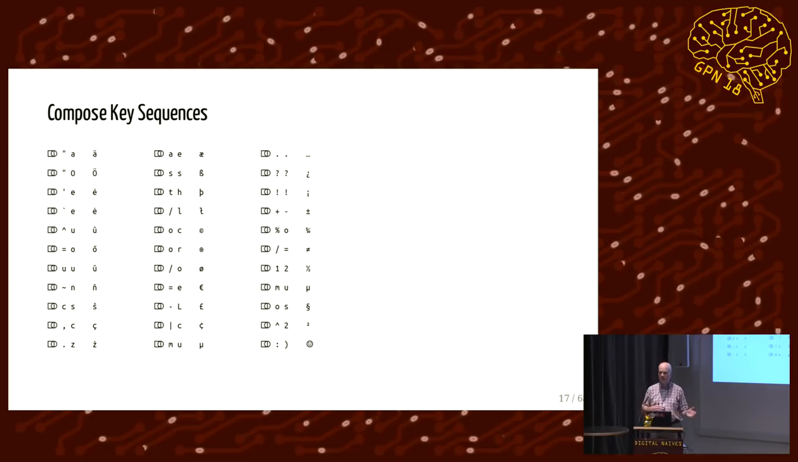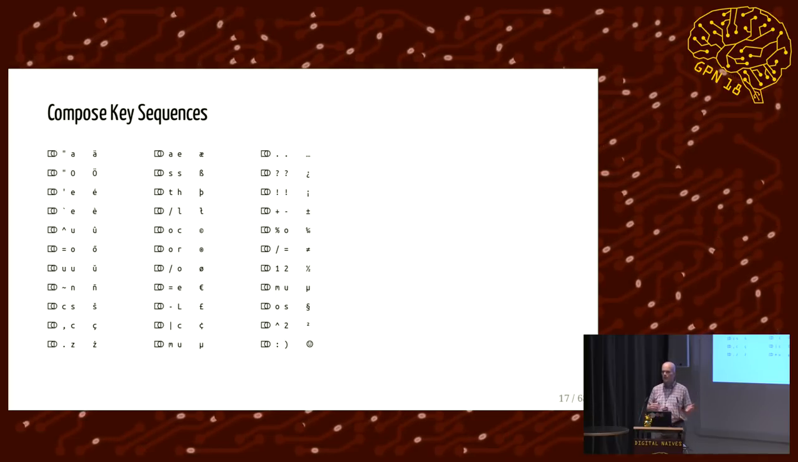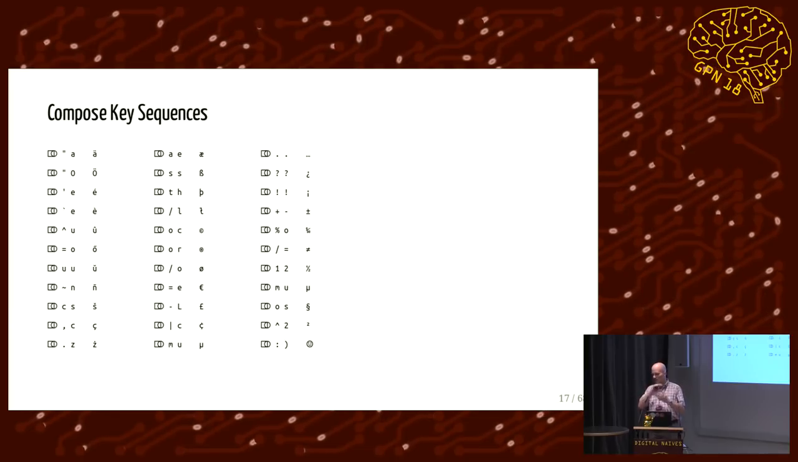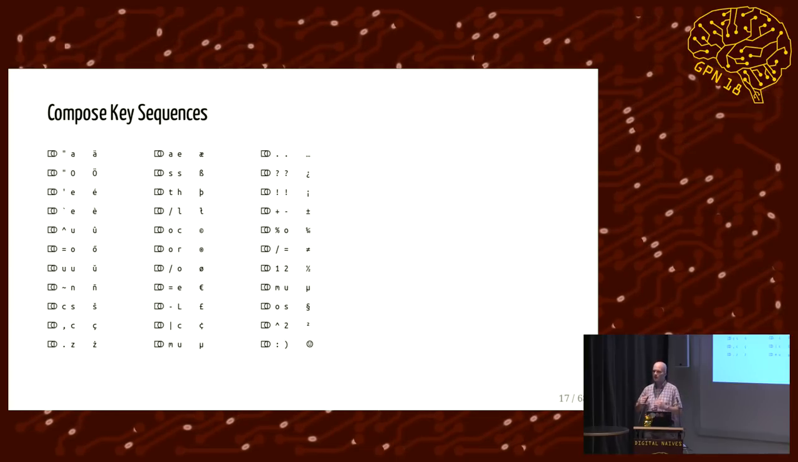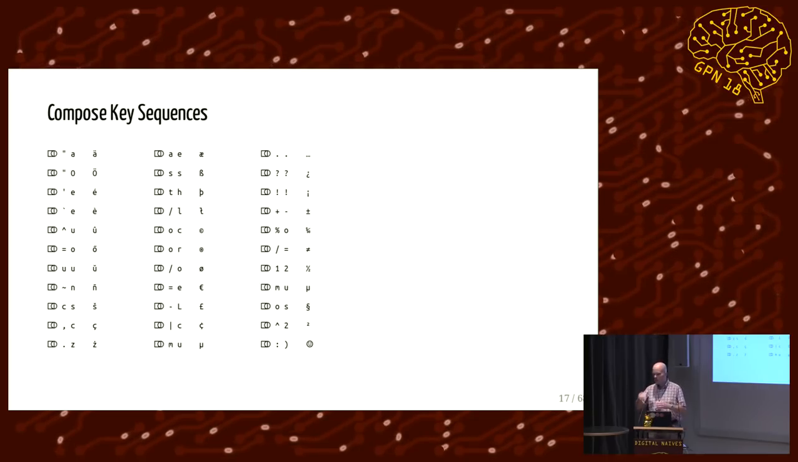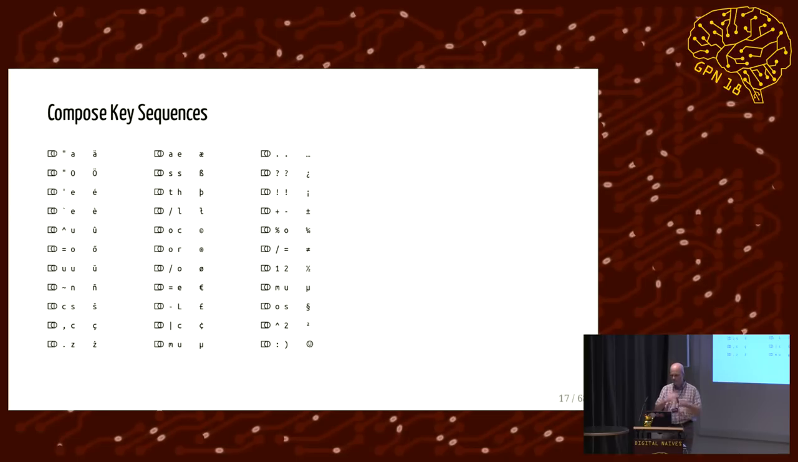There are also many other characters that you can type with it. For example, if you need an ellipsis, three dots: if you type three dots, it will give you three dots, but that is not exactly what you want. If you type compose and then two dots, compose dot dot, it will give you the ellipsis character.